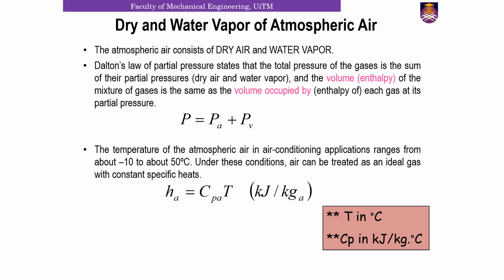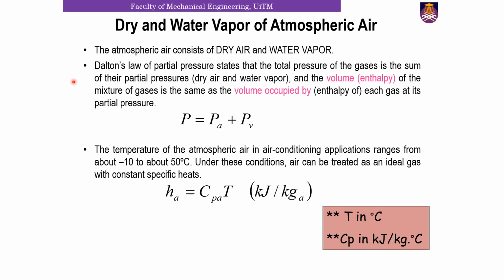Now for dry air and water vapor of atmospheric air, the atmospheric air consists of dry air and water vapor. So this atmospheric air has two constituents. One is the dry air, the other one is the water vapor. Now we will go to Dalton's law. So in Dalton's law, let's look at it. Partial pressure states that the total pressure of the gases is the sum of the partial pressures.